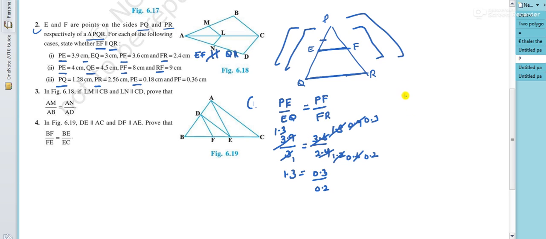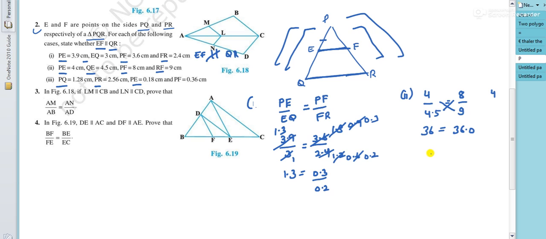Now the second one. Again PE by QE. Directly substitute 4 by 4.5 equals 8 by 9. You can do the cross multiplication in this case also. So 9 4s are 36, and here how much? 8 5s are 40, 4 is carry, correct? And 8 4s are 32 plus 4 is 36.